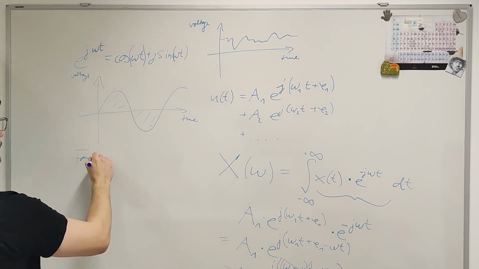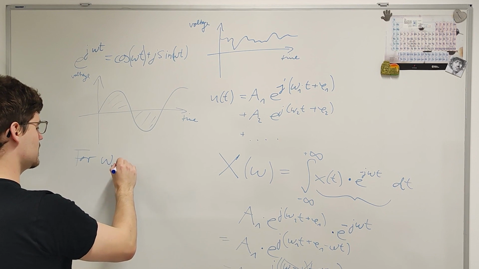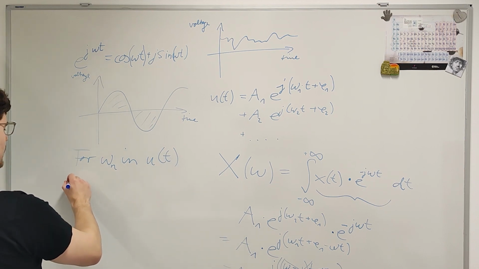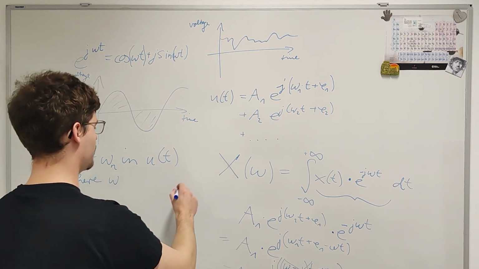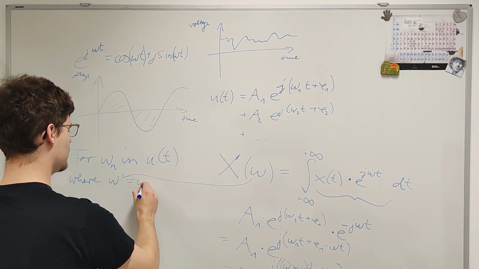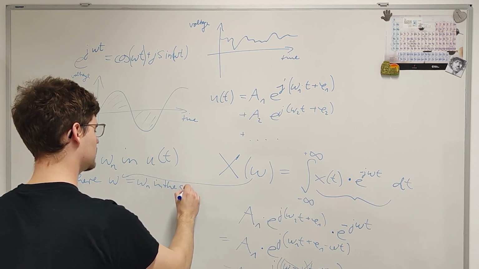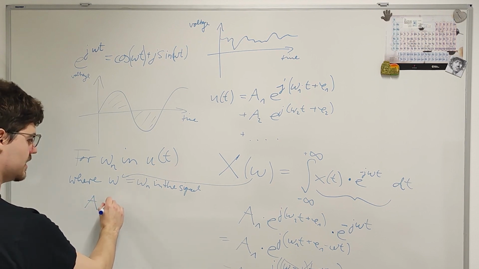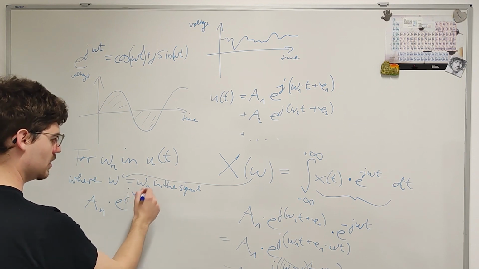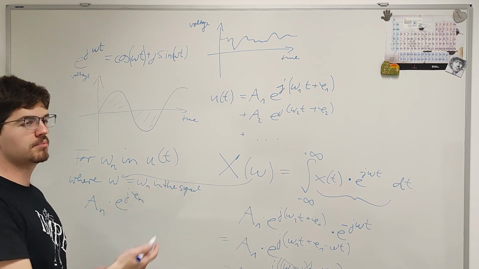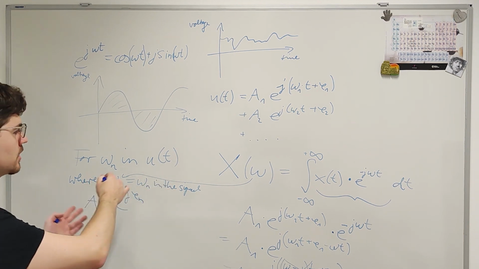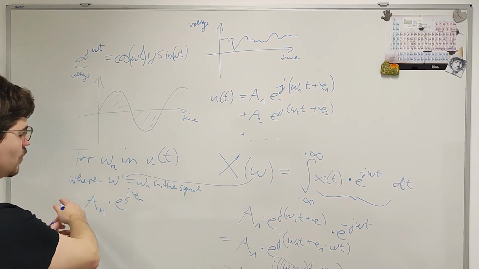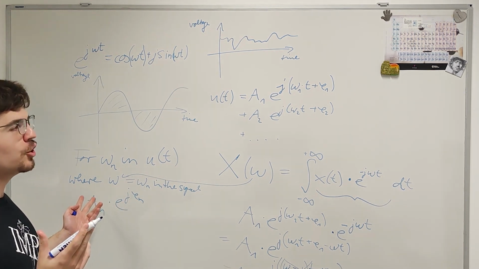Let me write this here. For the omega n in our function u of t, where the omega we're looking at for the transform equals the omega n in the signal, we get something here that looks like a n times e to the j phi n. And e to the j phi is just a complex number. It's some constant here over time. It doesn't vary with time. And so the integral here will essentially turn out to be not zero.